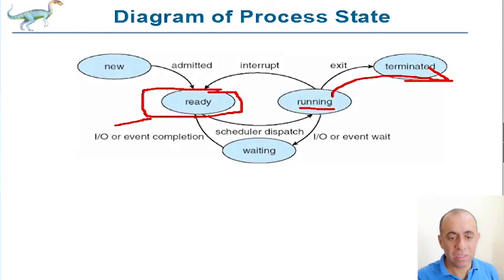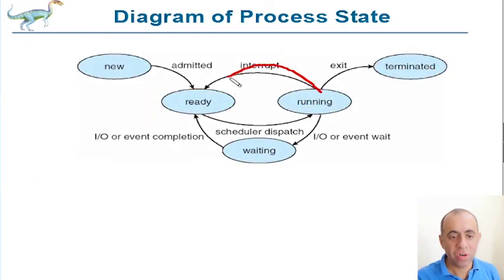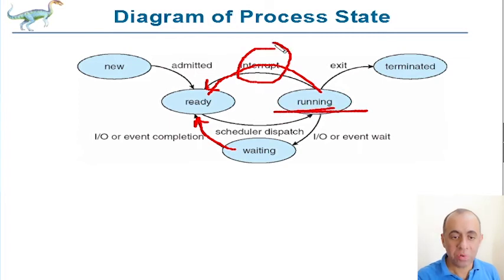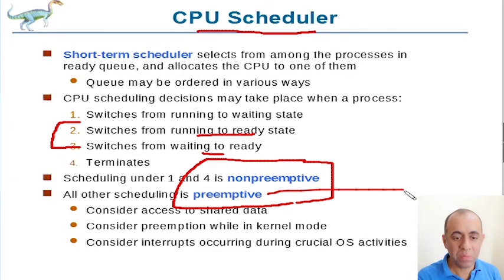These are 2 transitions, from running to ready or from waiting to ready. These are 2 transitions which are normally not by the consent or by the choice of a process. A process is not making a choice of coming out of the CPU on its own. Either it is interrupted or it was already waiting for the IO, and IO recently completed and it is now being added to the ready queue. So these transitions are called preemptive scheduling.